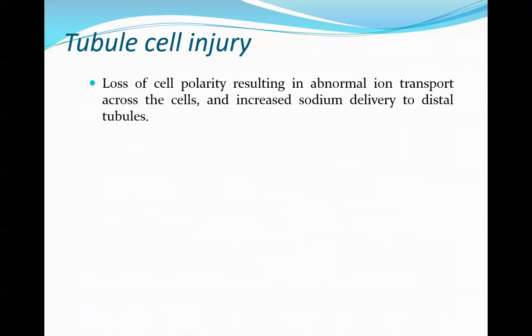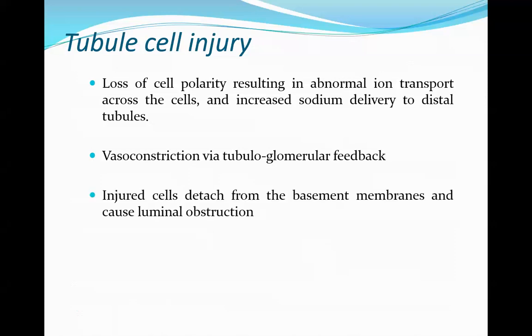Okay. So the loss of cell polarity results in abnormal ion transport across the cell and increased sodium delivery to the distal tubules. Now the things are gone. The sodium is going toward the distal tubules, which can cause vasoconstriction via tubulo-glomerular feedback. I'll show you the chart and you will be able to understand how this is going on. The injured cell detaches from the basement membrane and causes luminal obstruction.